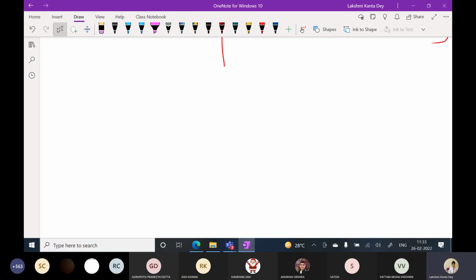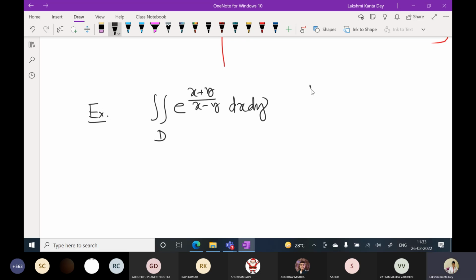So we can skip to the next question, and that is a little bit difficult. Suppose we have to evaluate e to the power (x plus y) divided by (x minus y) dx dy, where D is a trapezoidal region with vertices (1, 0), (2, 0), (0, minus 2) and (0, minus 1), say for example.